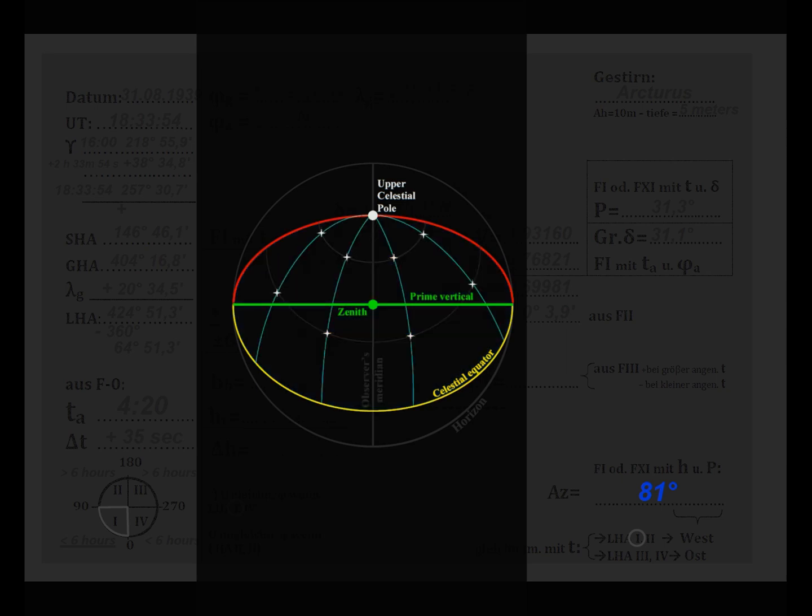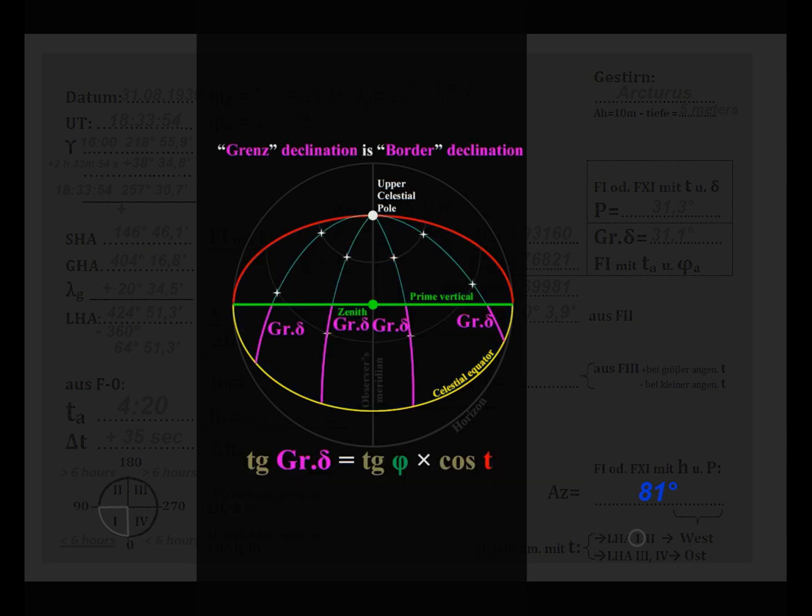This criterion is the Grens declination. Literally, Grens declination is the boundary or limiting value of the declination at which a celestial body having a given local hour angle at a given latitude is on the prime vertical. Grens declination is an arc passing from the celestial equator to the prime vertical along the celestial meridian on which the celestial body is located.